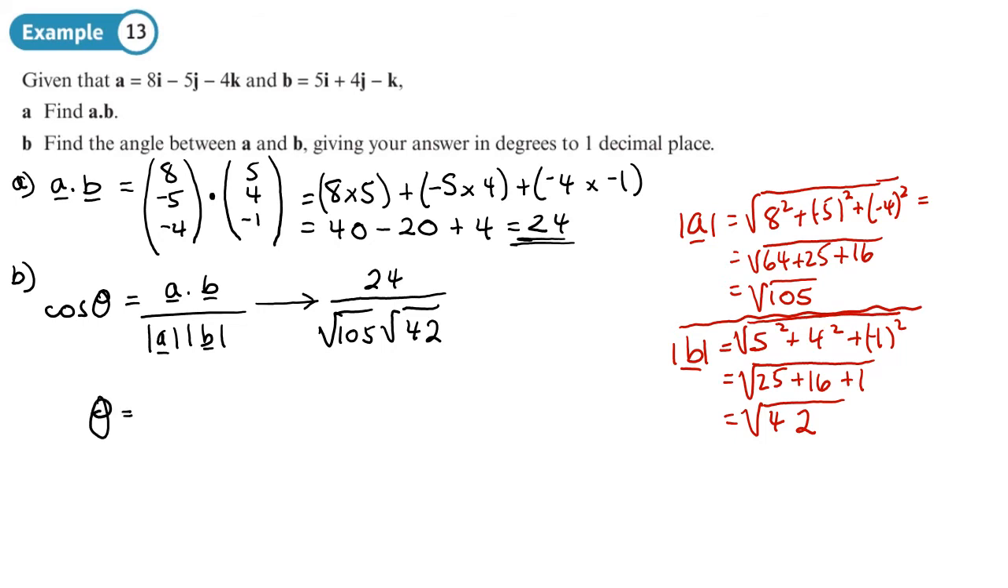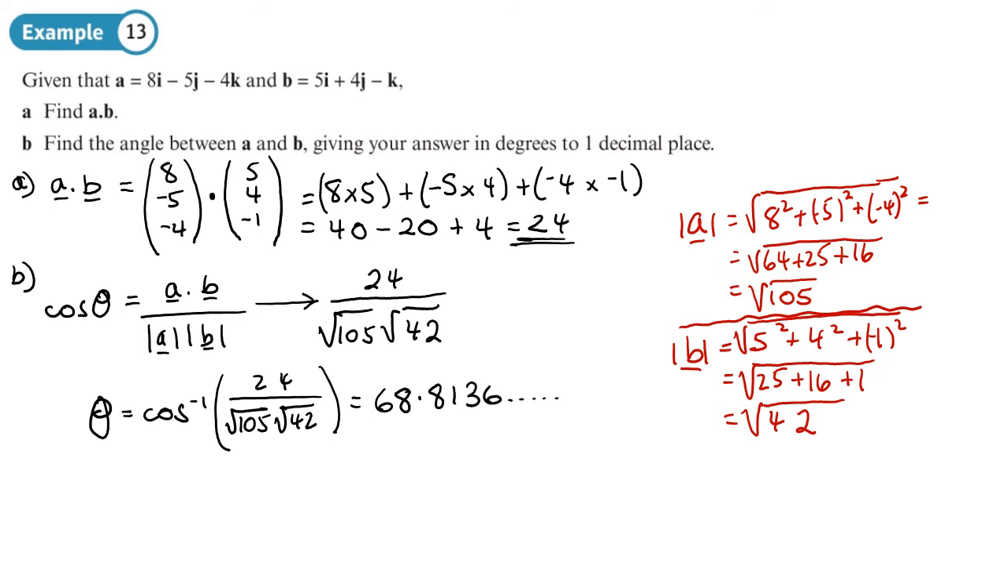So the angle itself is going to be the cos inverse of 24 over root 105 times root 42. Now if we do that on our calculators, we'll get something like 68.8136. That's an acute angle, and it says give an answer to one decimal place, so that just rounds to 68.8 degrees.